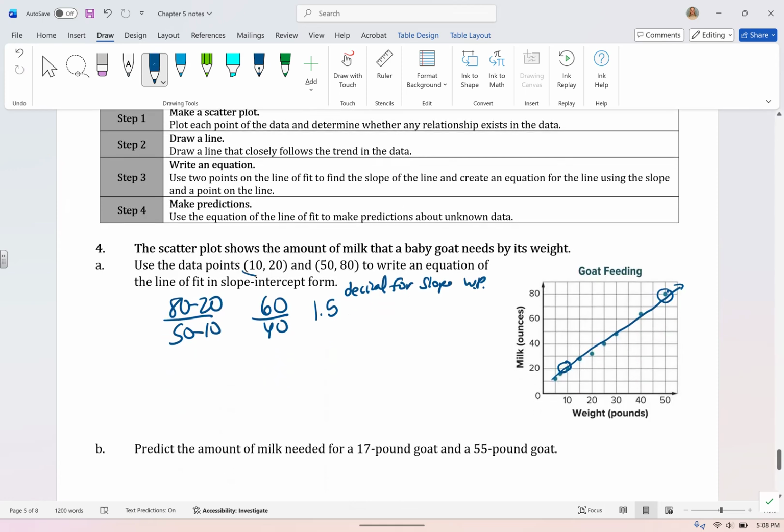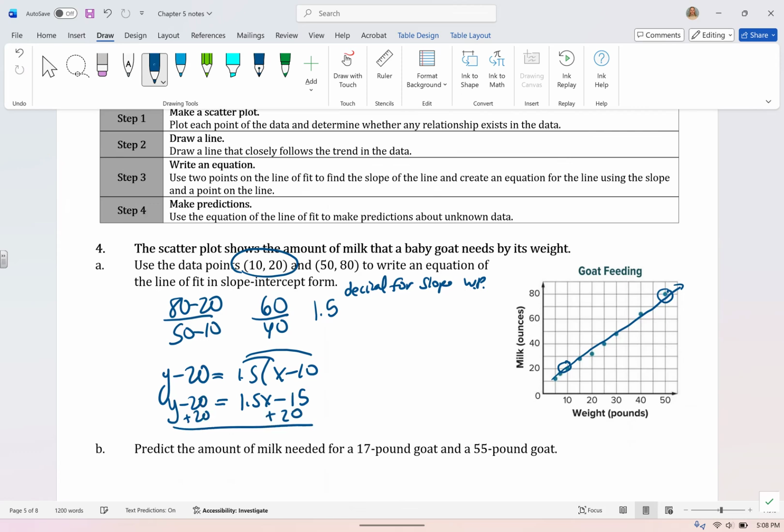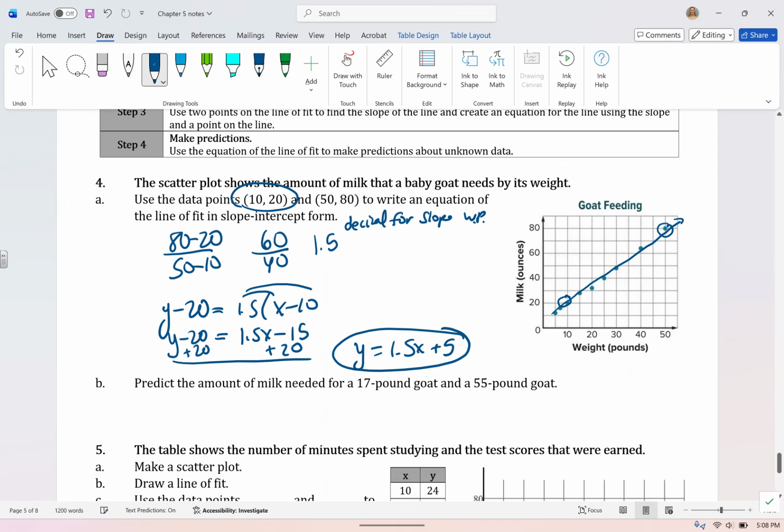And then we're going to use a point. So y minus 20 equals 1.5 times x minus 10. So 1.5x minus 15. Solve for y equals mx plus b. So that's our equation. And so we're talking about how as a baby goat increases in pounds, gets bigger and bigger, it uses more milk. So what if you had a 17-pound goat? If x is 17 pounds, this would be interpolation.